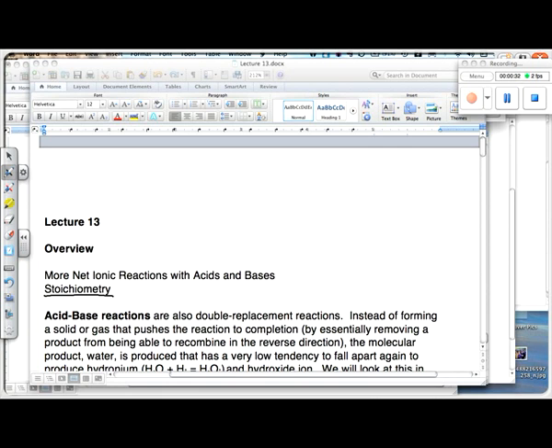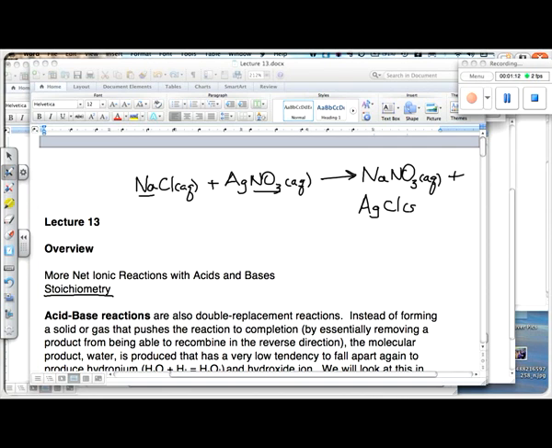So in review, we took aqueous ionic compounds, two of them. Here's a classic example. And we switched partners. Sodium, the positive from this one, goes with the negative from this one. So double date, switch dates. Sodium nitrate, if we consult our solubility rules, is aqueous. But silver in combination with chlorine, which is the other possible new product, is not soluble.